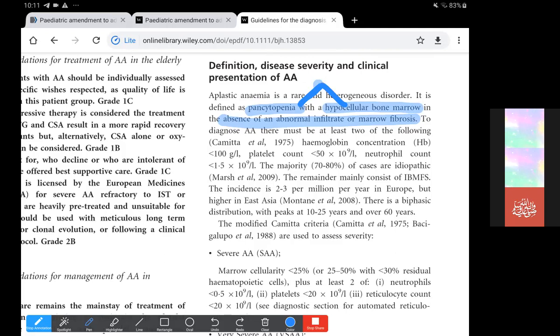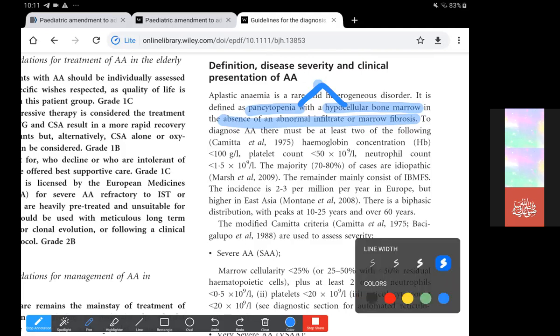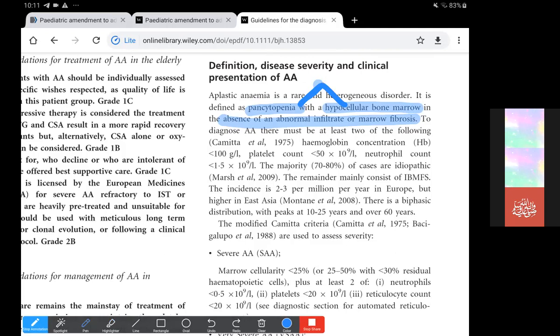The marrow should be hypocellular, and then neutrophil count less than 1.5 into 10 raised to power 9. So we have these criteria for hemoglobin. And syndromes are to be taken into account. And the incidence is about 2 to 3 per million per year in Europe, but higher in East Asia.